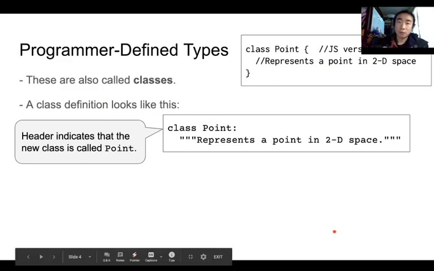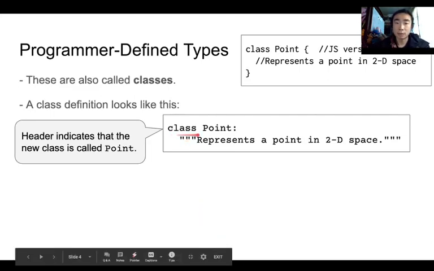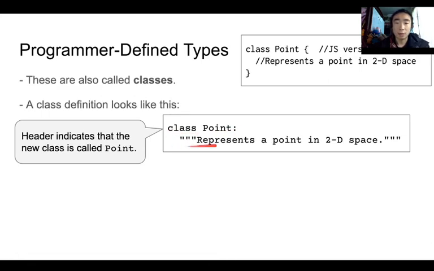Programmer-defined types. Those are also called classes, and that will be a vocabulary word. You're going to see that again and again. A class definition looks like this. You have the keyword class. You have the name of the class, followed by a colon, and you have some other information. For now, we leave these things blank. Think about this as just a comment that says, this is what my class is going to represent.